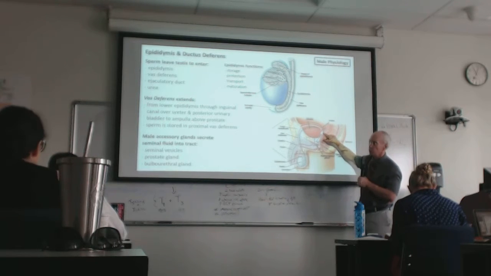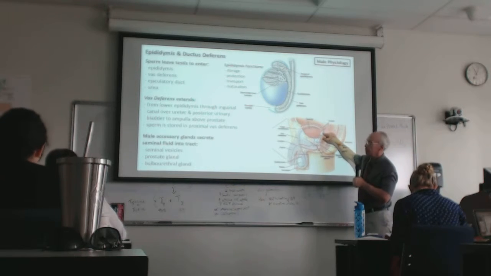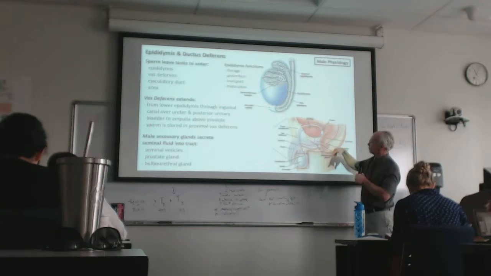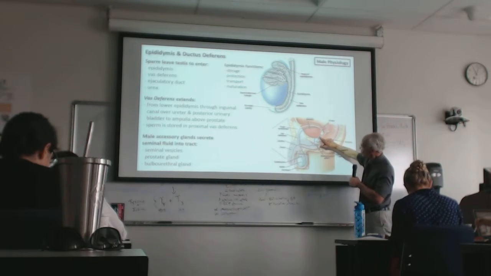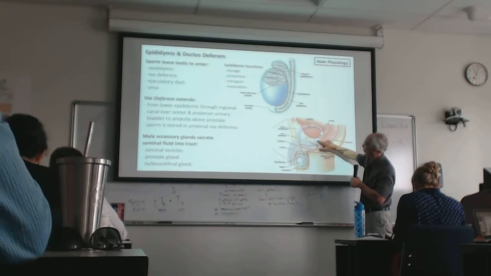It's not very clear from this illustration. We'll have a better illustration in just a moment. It converges with the seminal vesicles. Now, the seminal vesicles are going to be where most of the seminal fluid is generated. And then you can see there's another convergence here. This is called the ejaculatory duct here.